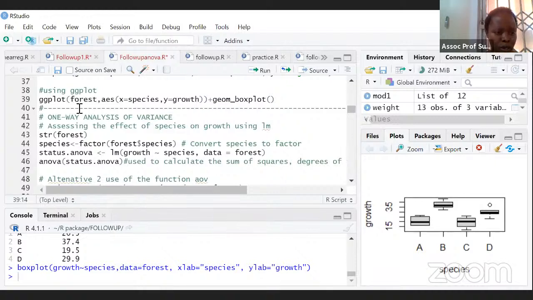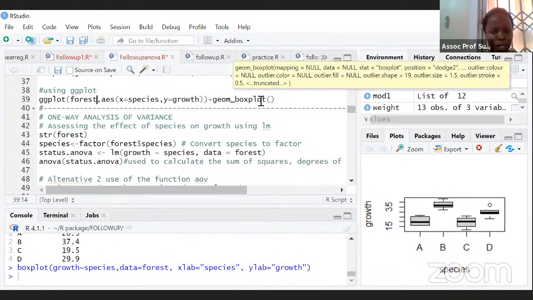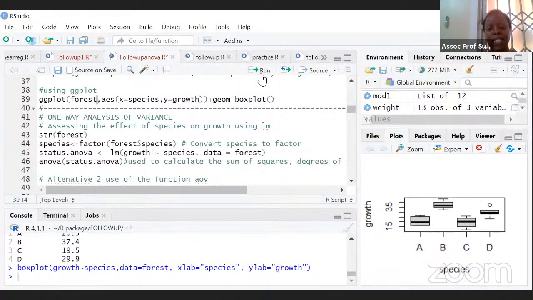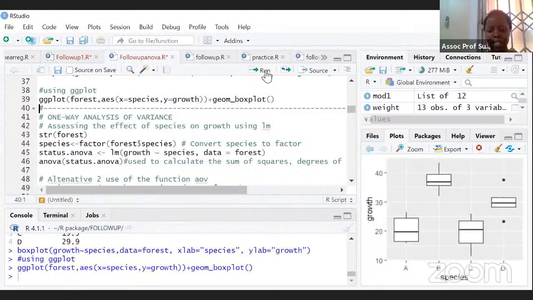You're including forest, that is the data. AES is to make it beautiful. You say X, this is the label for X. Y, growth is the label. And geom_boxplot. Okay, so let's run it and see what happens compared to what we had. Remember we had something like that in our bottom right. Now we are going to have something different.